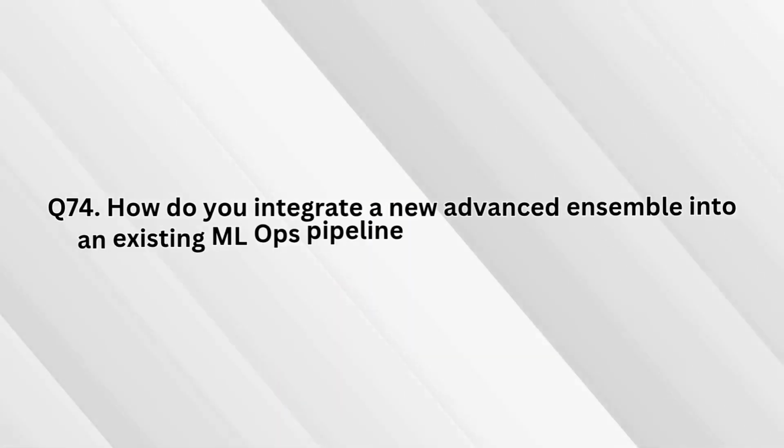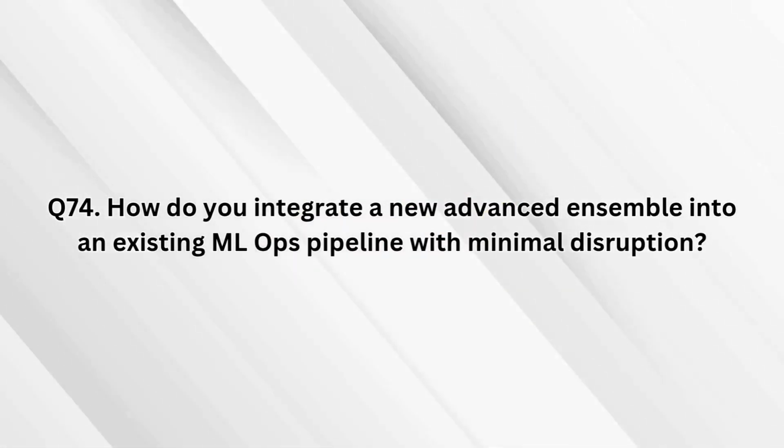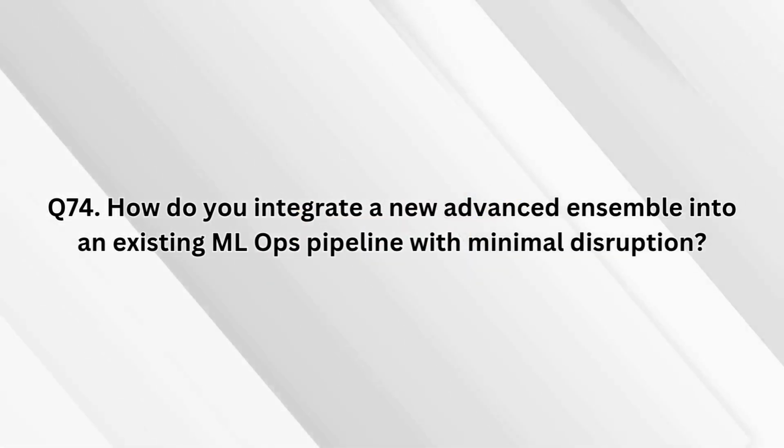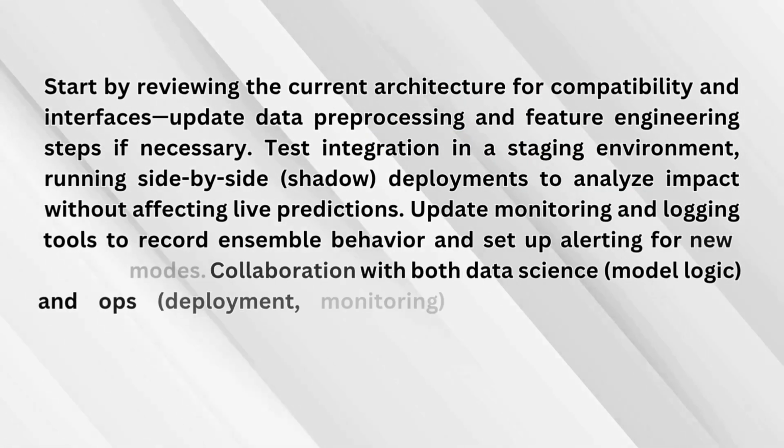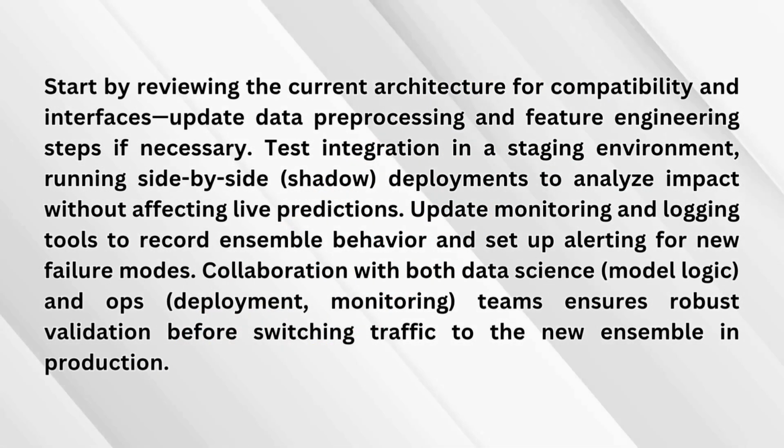How do you integrate a new advanced ensemble into an existing MLOps pipeline with minimal disruption? Start by reviewing the current architecture for compatibility and interfaces. Update data preprocessing and feature engineering steps if necessary. Test integration in a staging environment, running side-by-side shadow deployments to analyze impact without affecting live predictions.